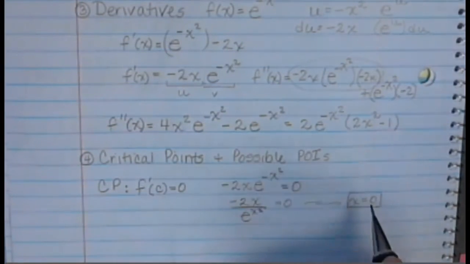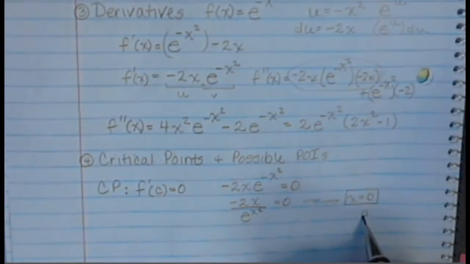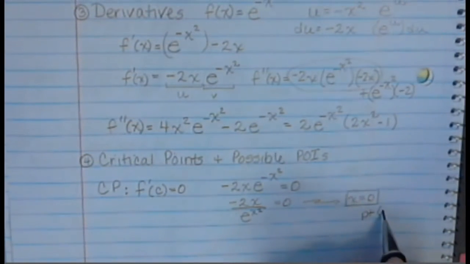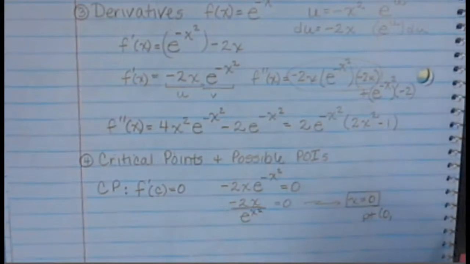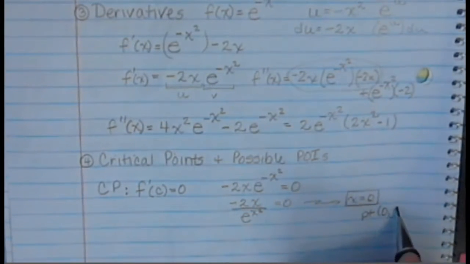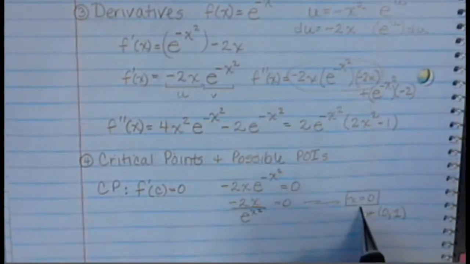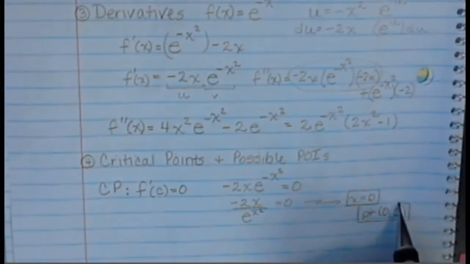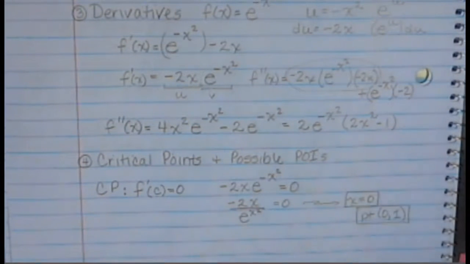To call it a true critical point, remember it is a point where x is equal to 0 and I plug 0 into my f. So when I do that, I get e to the 0 power, which is 1. So this is our point on our graph that we can plot. That's good to know. We want to make sure we plot that.